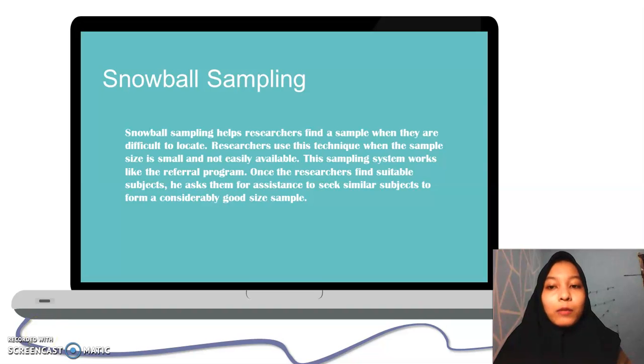The last one is snowball sampling. Snowball sampling helps researchers find a sample when they are difficult to locate. Researchers use this technique when the sample size is small and not easily available. The sampling system works like a referral program. Once the researchers find suitable subjects, they ask them for assistance to seek similar subjects to form a considerably good-sized sample.